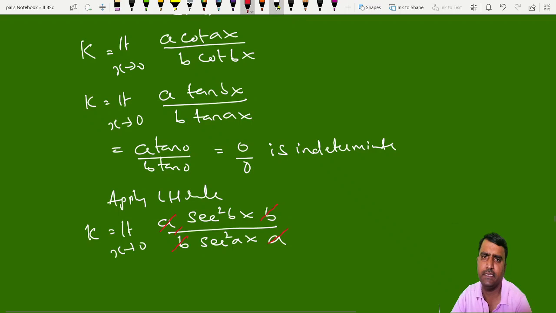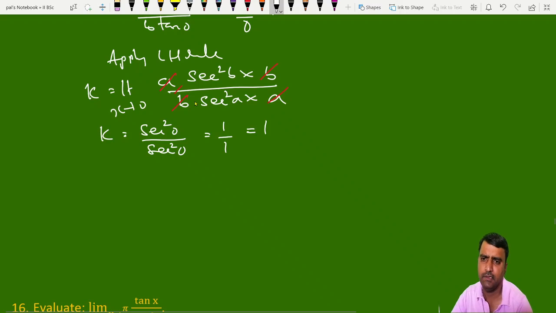you apply the limit. If we apply the limit to what remains, k is equal to secant square 0 by secant square 0. Secant 0 is 1, so 1 by 1 is equal to 1. So the limit value k is equal to 1.